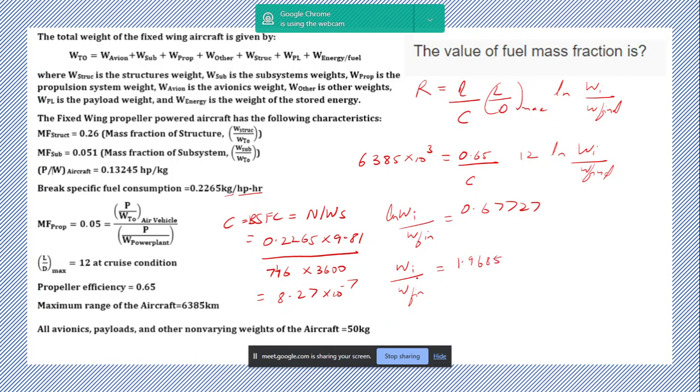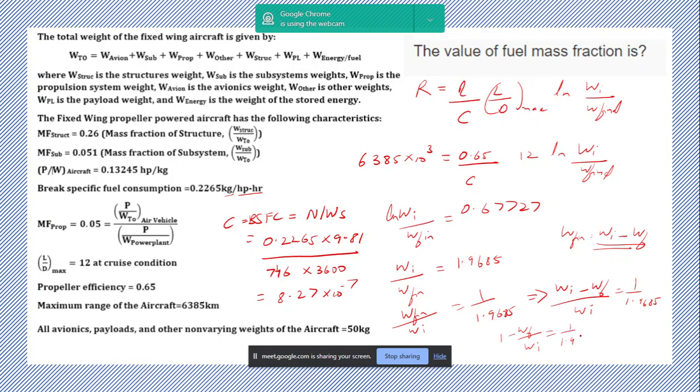Now we just flip it because we know that the final weight is weight initial minus the weight of the fuel. So if we flip it, it will be easier for us to do the calculations. So let's just do that. So weight final by weight initial is 1 by 1.9685. Now we substitute this into the weight final. So what you get is weight initial minus weight of fuel, by weight initial, is 1 by 1.9685. And you get 1 minus weight of fuel by weight initial is 1 by 1.9685. This gives you the weight of fuel to be the mass, the fuel fraction.